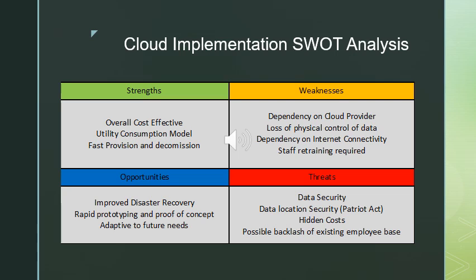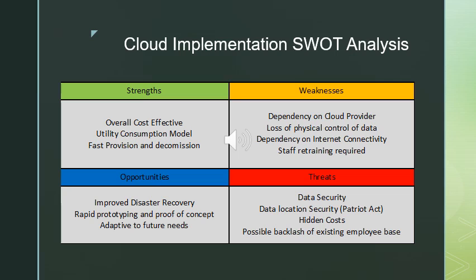Now let's consider a SWOT analysis for a cloud implementation. The strengths of a cloud implementation are that they are overall cost-effective. They have a utility consumption model with fast provision and decommission. Weaknesses of a cloud implementation are a dependency on the cloud provider, a loss of physical control of the data, dependency on internet connectivity, and some staff retraining may be required. It does present opportunities of improved disaster recovery, rapid prototyping and proof of concept, and is adaptive to future needs.